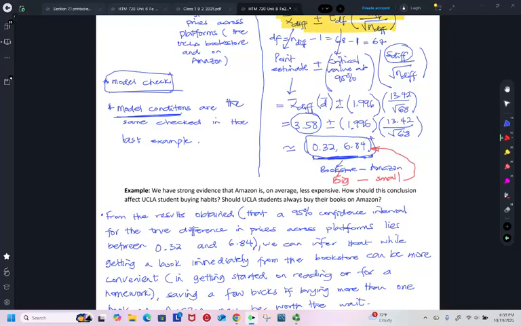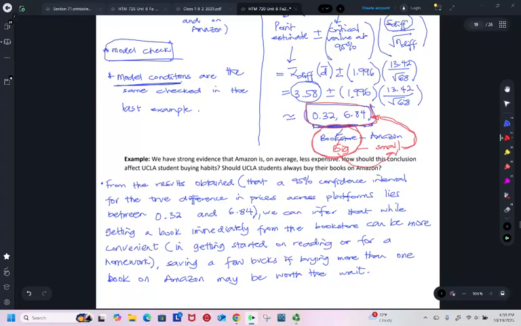Take note that 0 is not in this interval. So that means that prices at the bookstore tend to be higher than prices on Amazon by as much as 0.32 or 32 cents to $6.84, 95% of the time. So from the results obtained above, we can say that we have strong evidence that prices on Amazon are on average less expensive.